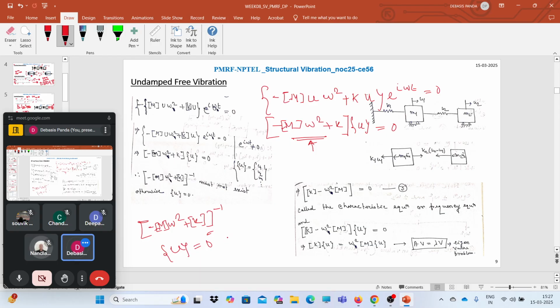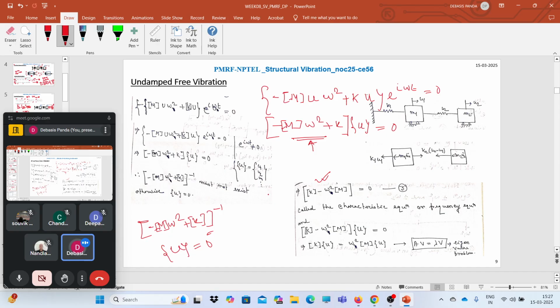So obviously, what are we left with? We are left with this equation. Can you recall what the determinant is? So here we are left with this equation: determinant of k minus omega square m is equal to 0.